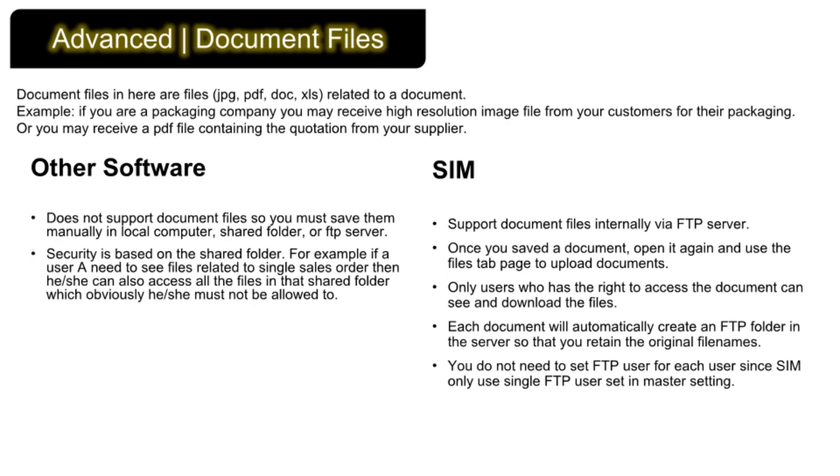Well, SIM provides a facility called document files that is connected to an FTP server. Once your salesperson saves the sales order document, just open the document again, open the Files tab and upload the image file. This way, other people in your company can get the image file just by opening the sales order document. No need to find through emails or shared folders. And only the one who can access the sales order has access to the uploaded image file.